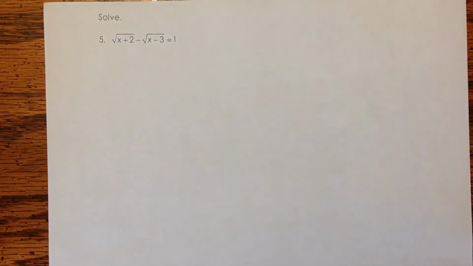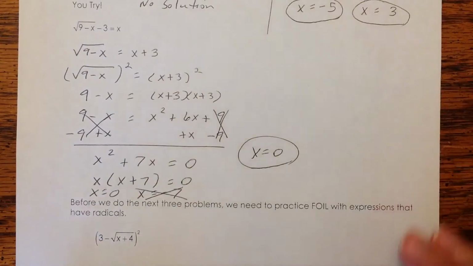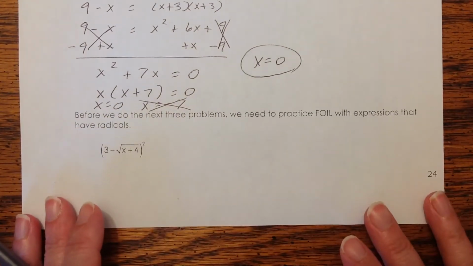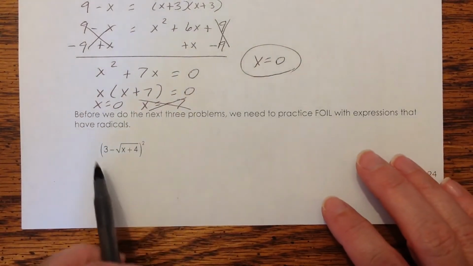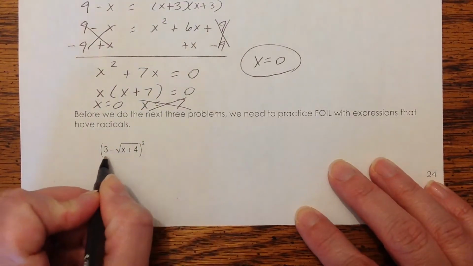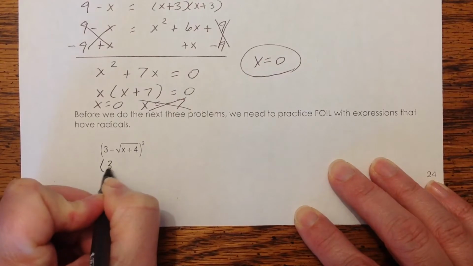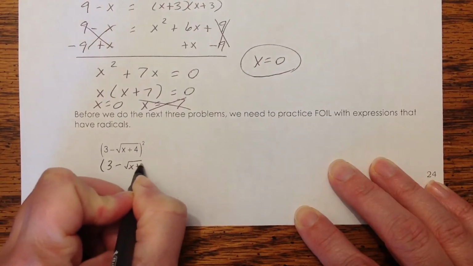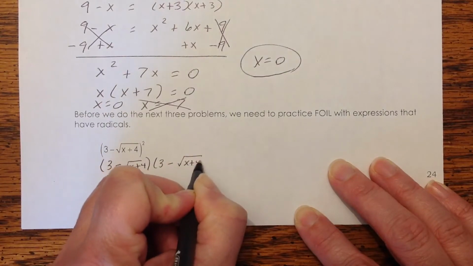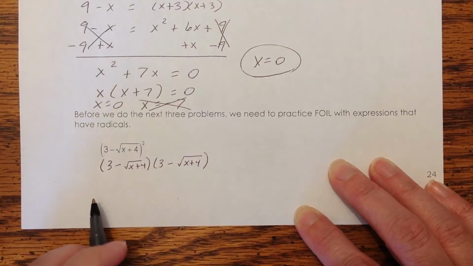So the first thing we're going to do is practice FOILing an expression that has a radical in it, because this step is required for the next equations. So we're going to write this expression twice. 3 minus the square root of x plus 4 times 3 minus the square root of x plus 4. And we're going to FOIL.